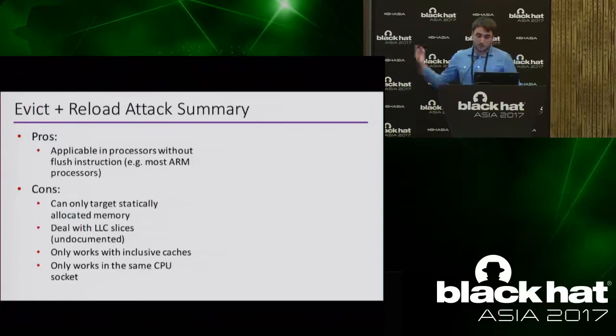And on the con side, we still can only target statically allocated memory. We are still dealing with LLC slices. This means that in Intel, for example, the cache is not only divided into sets, but also into slices that are selected with an undocumented function. But luckily, there are many works that have reverse engineered this function, and we can predict where our data will go. Also, it only works with inclusive caches, as we don't have any flush instruction now to invalidate data, but we just rely on evictions. And for the same reason, it only works in the same CPU socket.